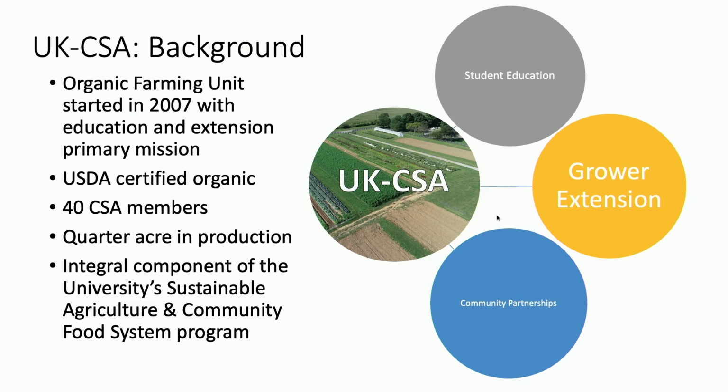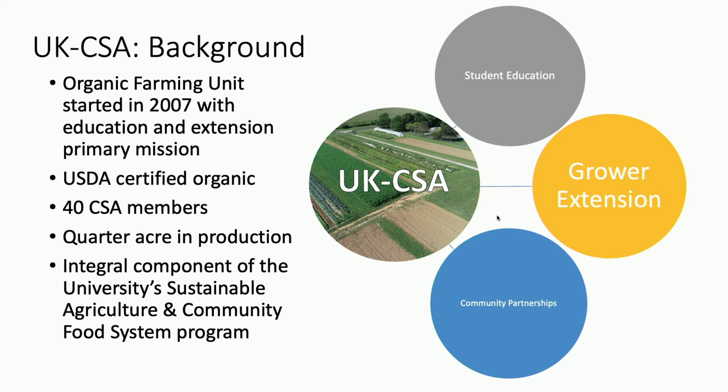All right. So just a little background about our farm. The UK-CSA program was started in 2007. It has always been certified organic, the organic farming unit. We have 35 acres that are certified organic.